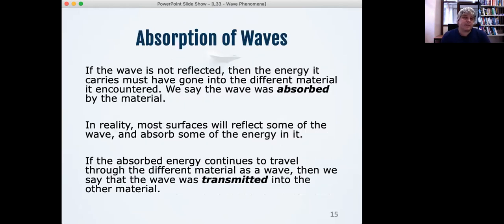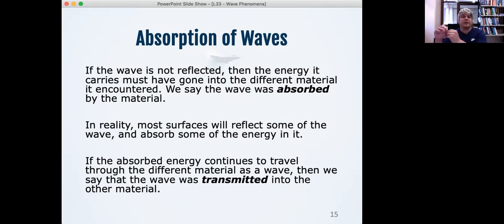If a wave hits a surface and isn't reflected, the energy has to go somewhere. Not all surfaces reflect sound very well. Not all of them reflect light. Not all of them reflect different waves. The energy still has to go somewhere though. Remember, the wave is just the transport of energy. That's all it is. All the particles are passing along that energy to the next ones. And so that energy is being passed along. It has to go somewhere.